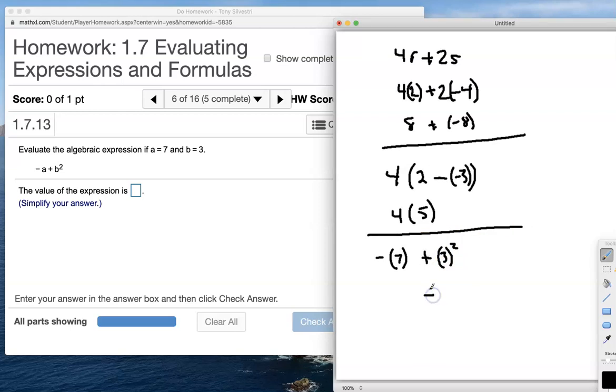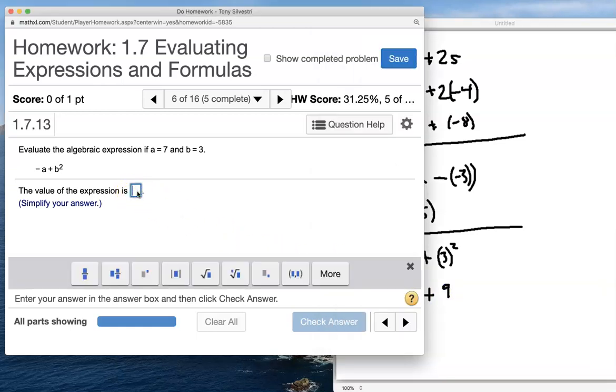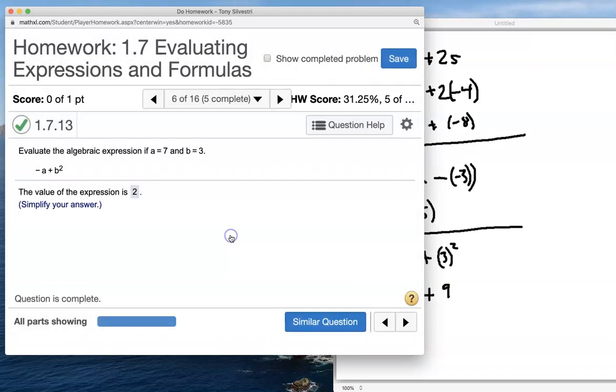Okay, what do you do first? You do your exponents first. 3 times 3 is 9. This is negative 7. And negative 7 plus 9 is 2. Very good.